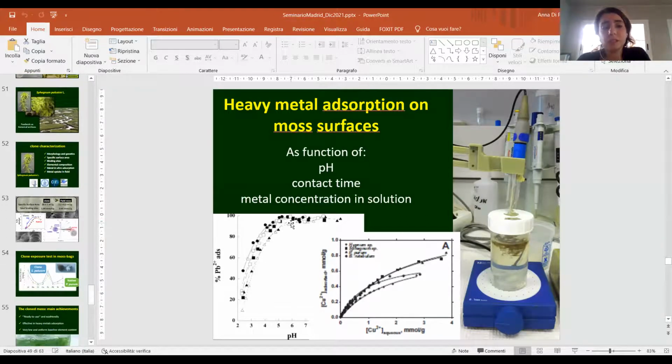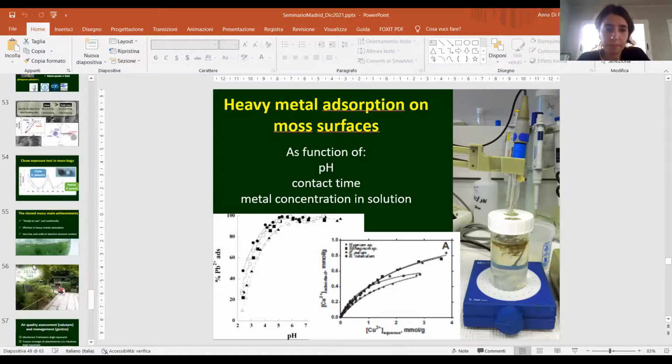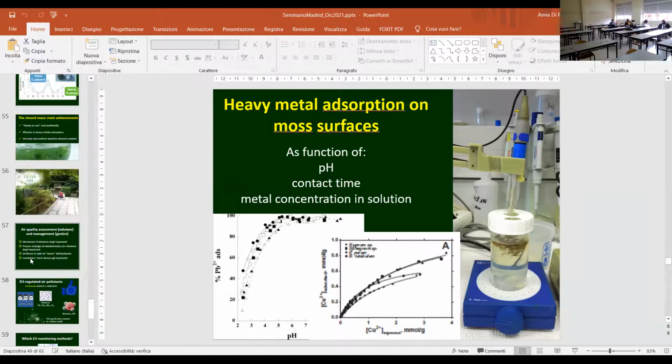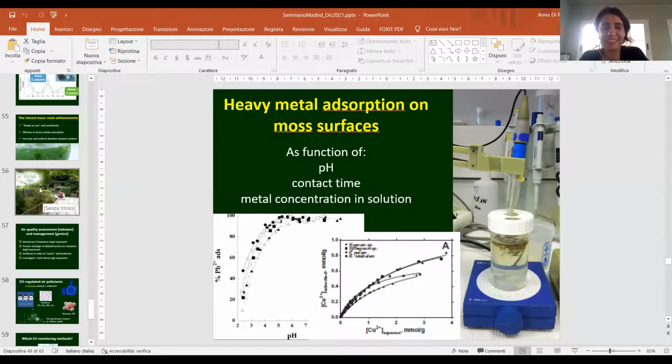So this research topic, I think it's important and should be studied more to understand if it is really possible to use mosses for remediation of pollutants. Thank you very much. I agree, it's required. I hope I was clear.